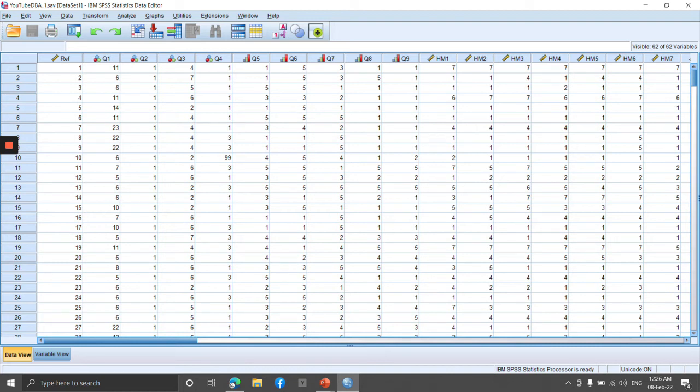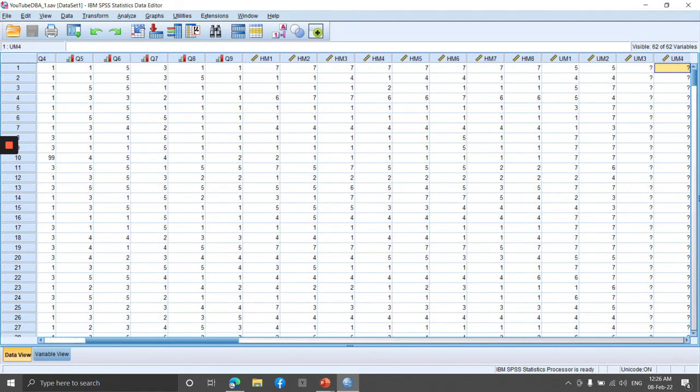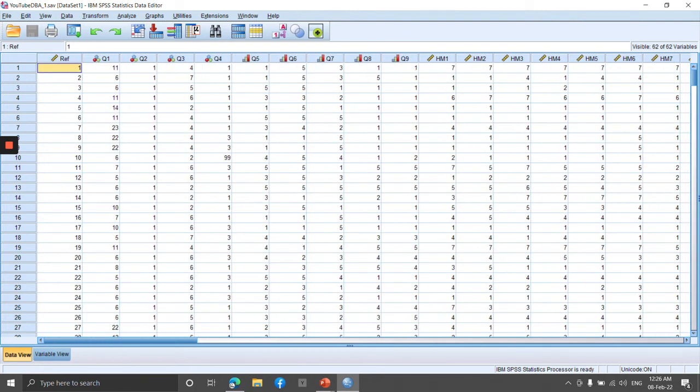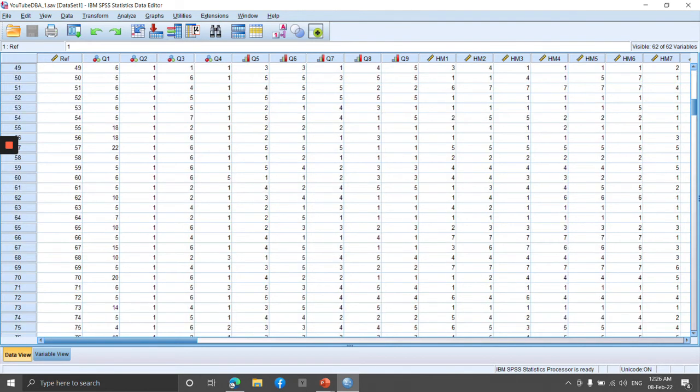So this is called data view. For example, if you take this one, this is respondent number 1, right? These scores are for number 1, the responses given by number 1 for all these 26 questions and 9 or 10 demographic questions. Clear? Similarly, you have taken responses from 380 respondents. So that's it. Now we will do the transformation.